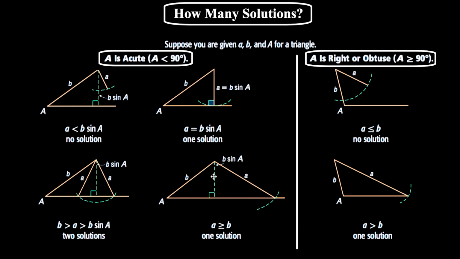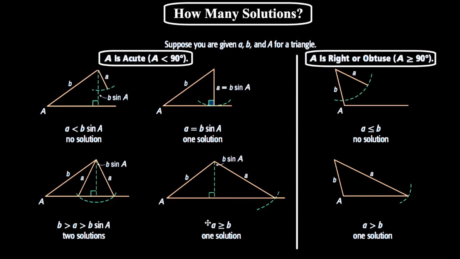Over here on the right, we have a is greater than or equal to b. The b sine A value is the length of the height, so that's the value for the height. But a turns out to be bigger than that, and a is also bigger than b. In that case, we get exactly one solution.